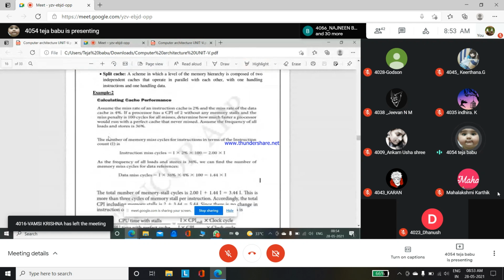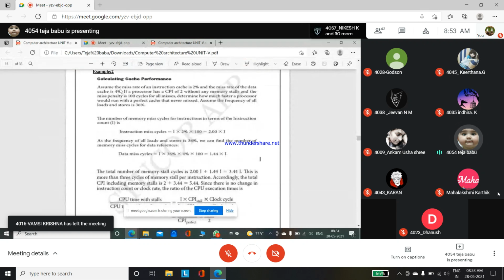Next, we have a given problem. Let's check it. Calculating cache performance. As this process is very simple, I will explain it in a simple way. Assume the miss rate of an instruction cache is 2% and the miss rate of the data cache is 4%. If your processor has a CPI, clock cycles per instruction, of 2 without any memory stalls and the miss penalty is 100 cycles for all misses, determine how much faster a processor would run with a perfect cache that never missed.